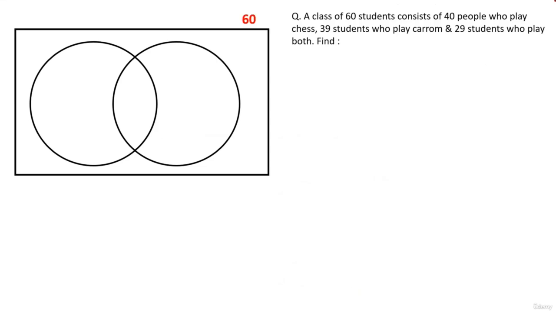60 students in the class. A rectangle consists of the class. Rectangle के अंदर आपको दो सर्कल दिखेंगे. एक सर्कल में आपको दिखेगा people who play chess and people who play carom. That is the second circle, right? Wherever these two circles meet, guys, I'll place the people who play both the games, given as 29.